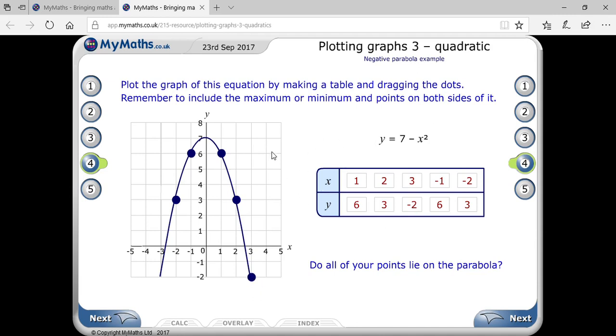Yeah, so you can see that. Do all of your points lie on the parabola? Yeah, that's right. Always remember that there you are seeing 5 vacant places with respect to x. So at least you have to do 1, 2, 0 and then minus 1, minus 2. Okay? So you can see that what will be your maximum value?